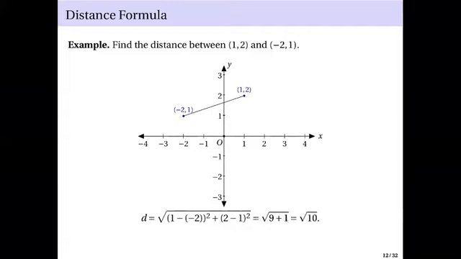So again, that is very much similar to your right triangle here. This has length 3, this has length 1. If this is your C, C is equal to the square root of 3 squared plus 1 squared, and that's your square root of 10.